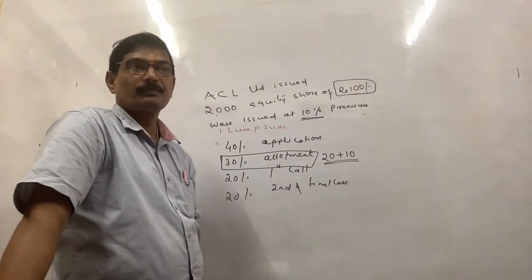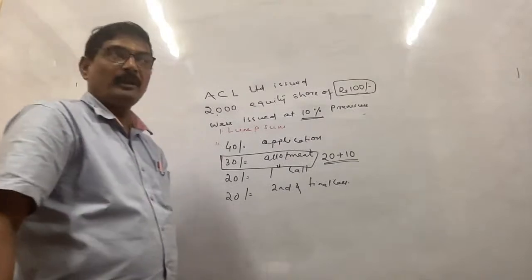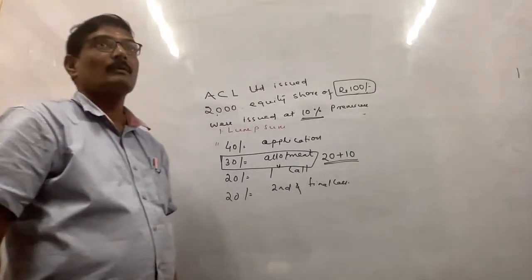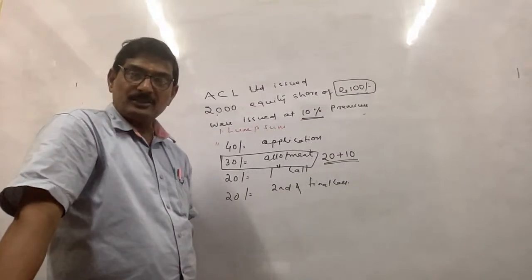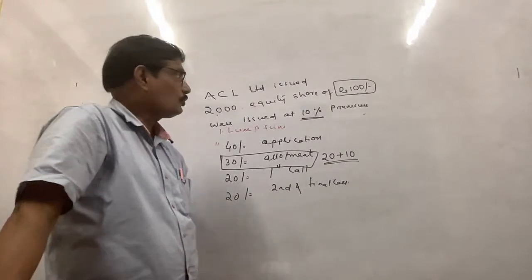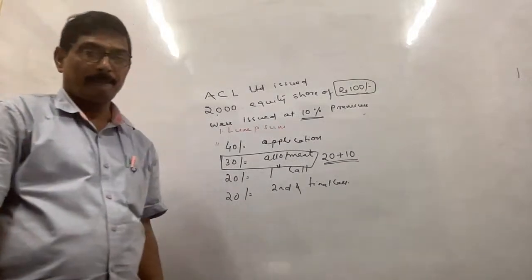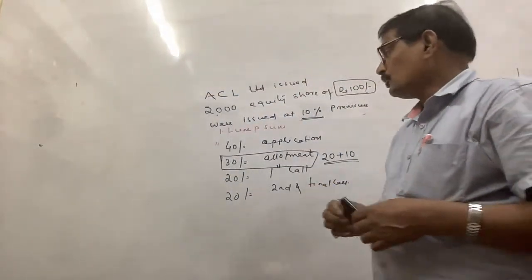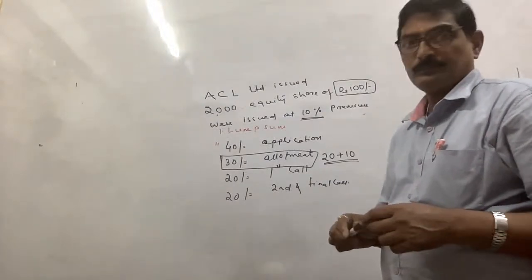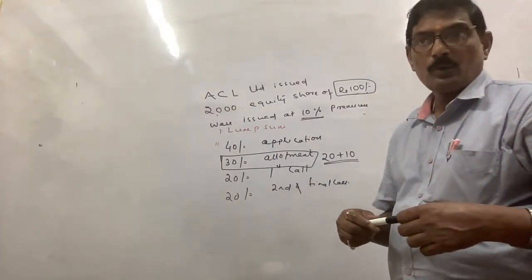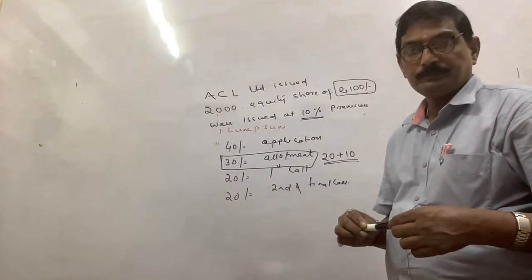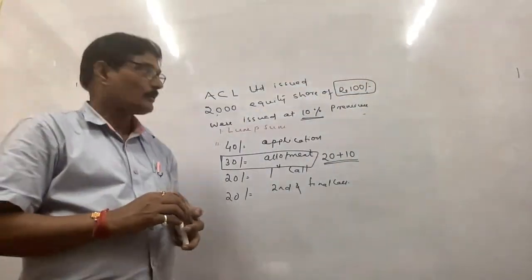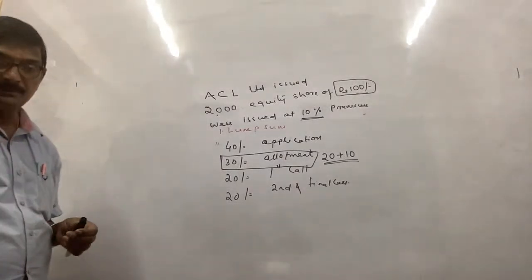Next, for transfer of application money, the entry will be share application and allotment account debit, 2,20,000, to share capital, 2 lakh, to securities premium, 20,000. Try to avoid using the word reserve.